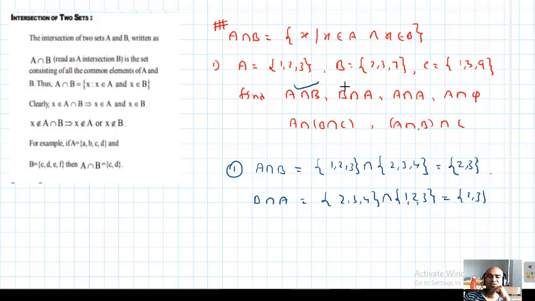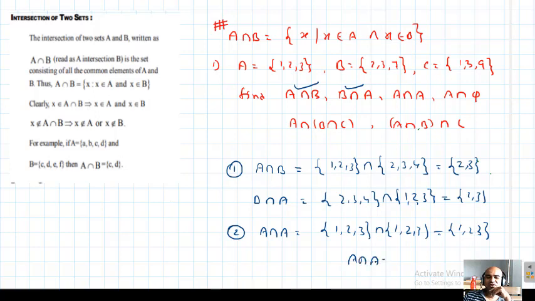This one completed. A intersection A, the second one, is an interesting thing. A intersection A, {1, 2, 3} intersection {1, 2, 3}, again {1, 2, 3} only. What is the meaning of that? A intersection A equals A. I already explained this property is called idempotent.